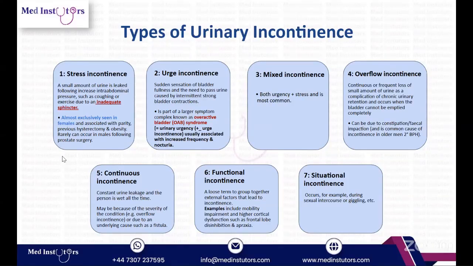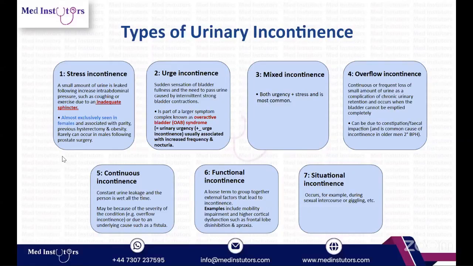Then we have continuous incontinence. In continuous incontinence, there is constant urine leaking and the person is wet all the time, which is really, really miserable for the patient. This classically happens when there is a fistula. Sometimes patients who have a bad obstetric history later develop a fistula, especially a vesicovaginal fistula. In those cases, the urine from the bladder continuously leaks out from the vagina. So this might be a cause for continuous incontinence.